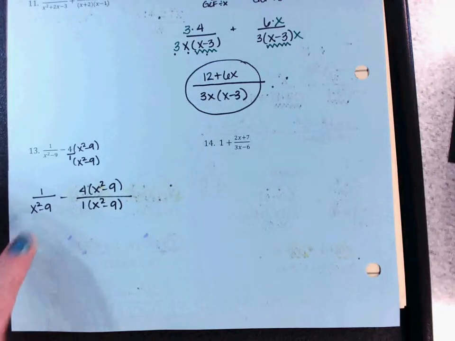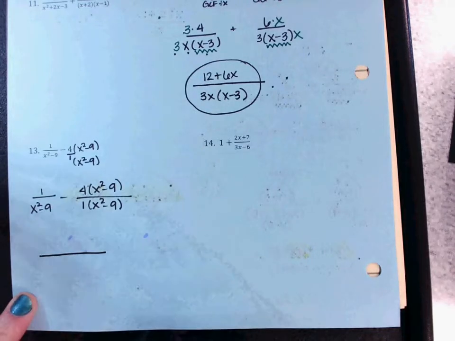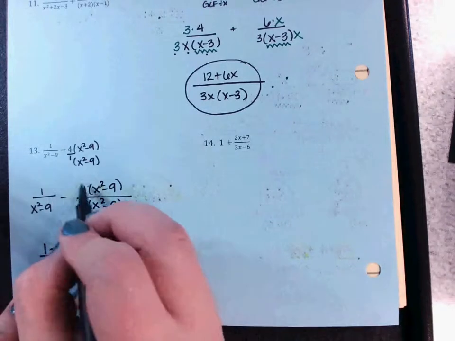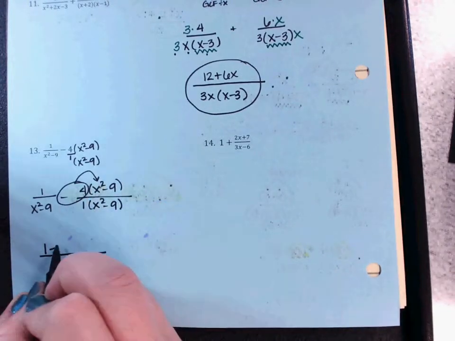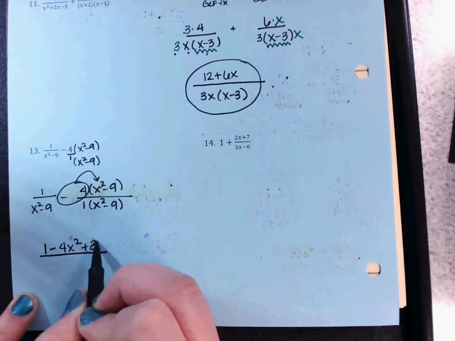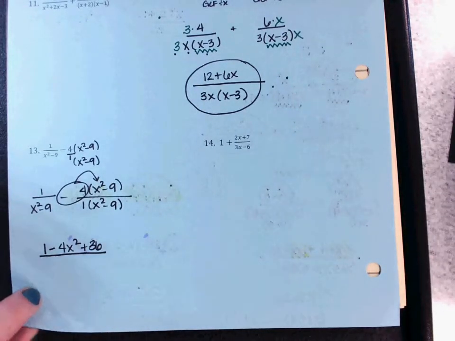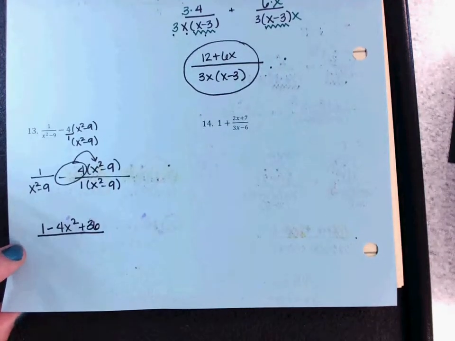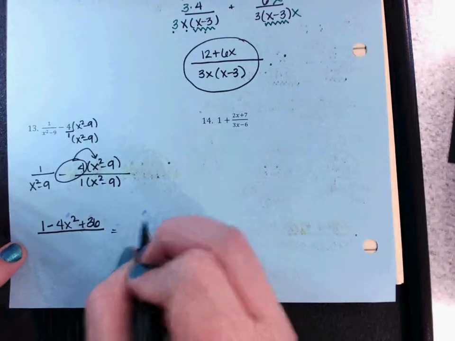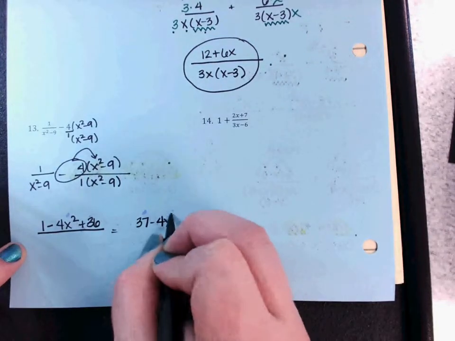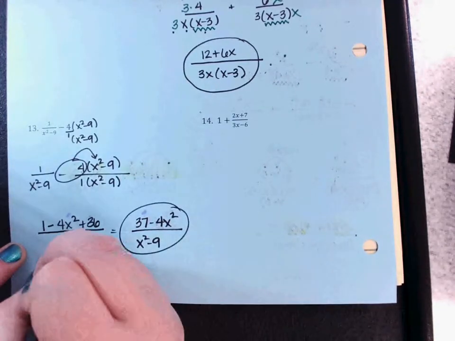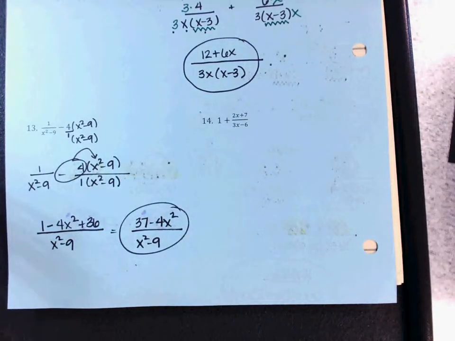Okay, on the top, what am I going to have? So 1 minus 4x squared, and then what about the minus 9? What is it now? Plus 36. Very good. And then if any of those can go together, I have to do it. Can any of them go together? The 1 and the 36 can combine to be a 37 minus 4x squared. And then on the bottom, I had an x squared minus 9. Make sense?